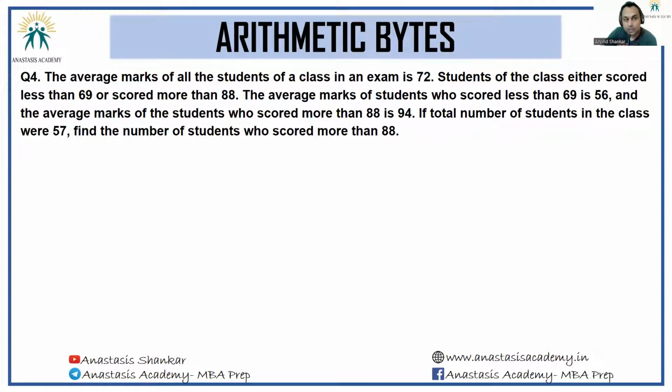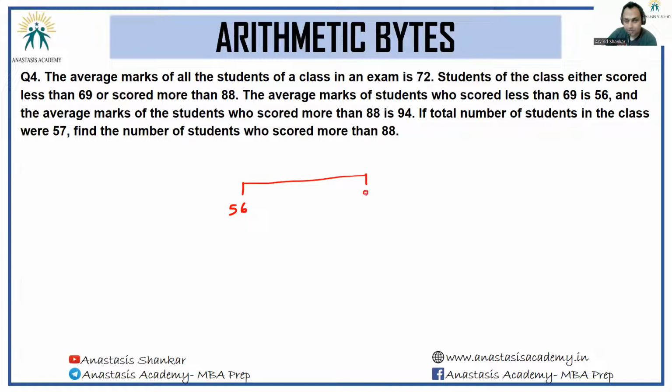Next, the average marks of all the students of a class in an exam is 72. Students of class either scored less than 69 or more than 88. The average marks of the students who scored less than 69 is 56. And the average marks of the students who scored more than 88 is 94. If the total number of students in the class were 57, find the number of students who scored more than 88.